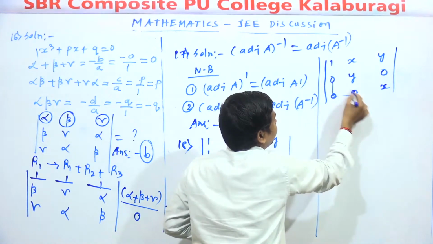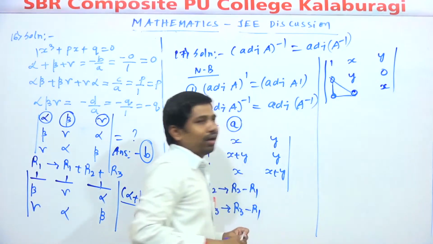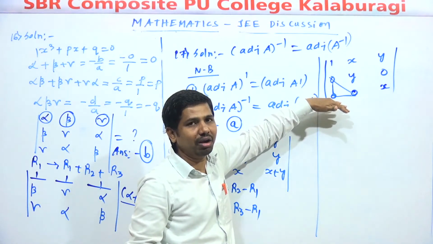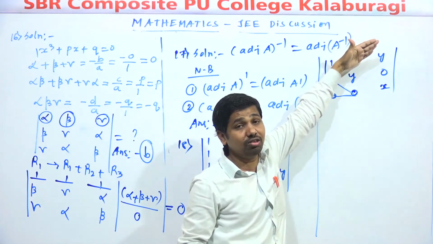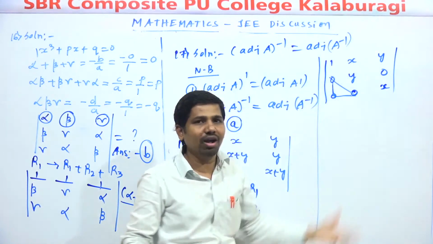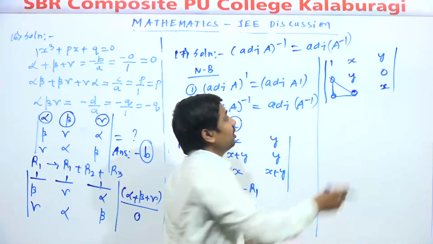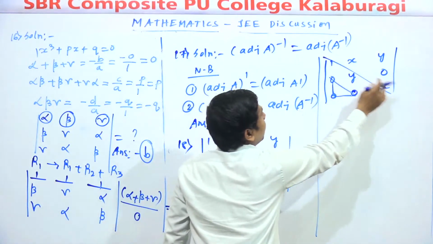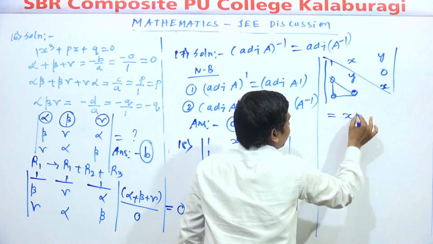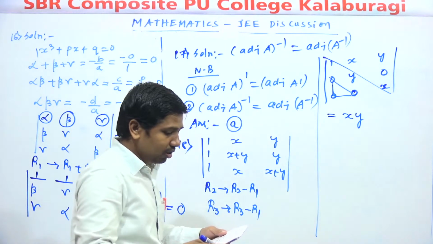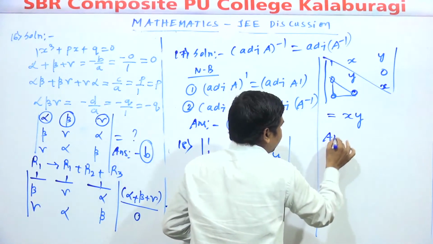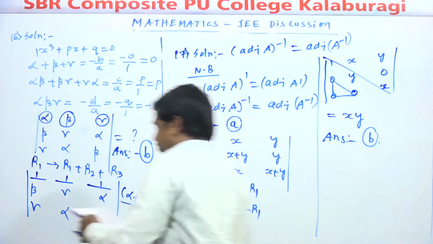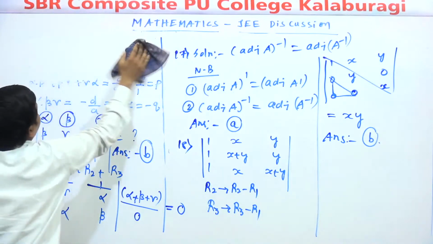Again, what type of matrix is it? Upper triangular matrix. Elements below the diagonal are 0; that is called an upper triangular matrix. Elements above the diagonal are 0; that is called a lower triangular matrix. If it is an upper or lower triangular matrix, the determinant is equal to the product of the diagonal elements. 1 into y into x, so its value is equal to xy. Which option is it? Second option. Answer B. Right? Okay, let us go for the next question.